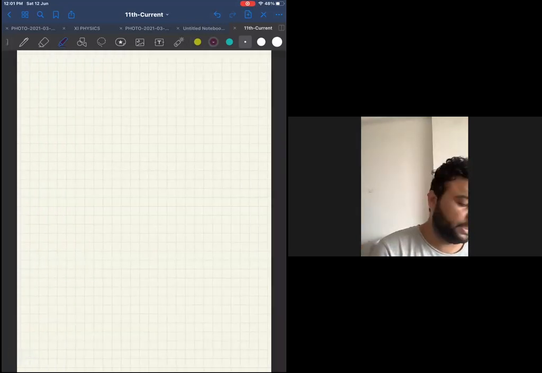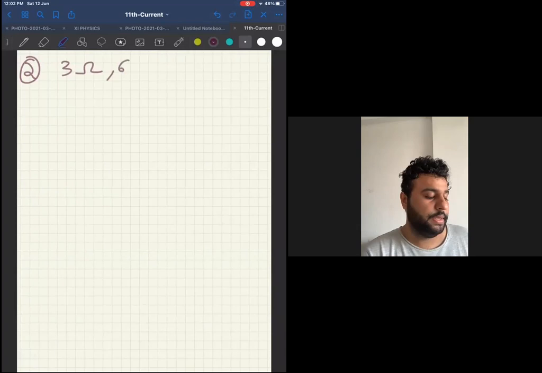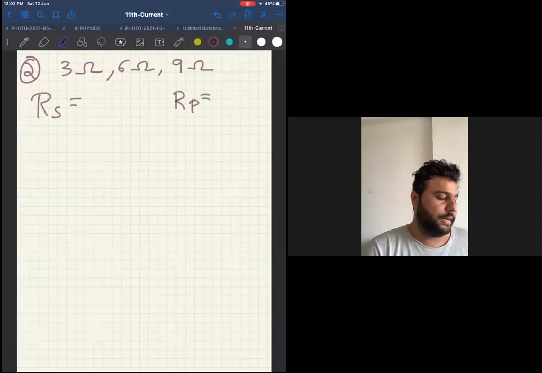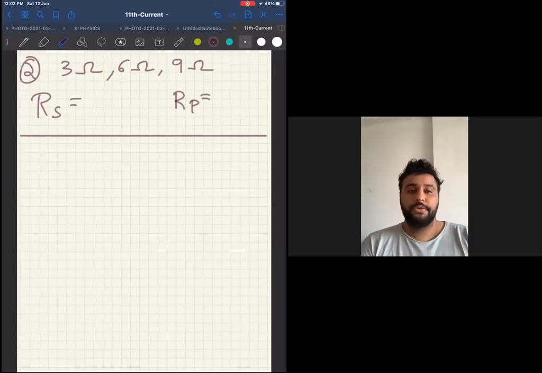Okay, same question. 3 resistances of 3 ohm, 6 ohm, 9 ohm are connected in series and then in parallel. Find out RS and RP. Start. I'll give you 1 complete minute to solve it. Okay, start.